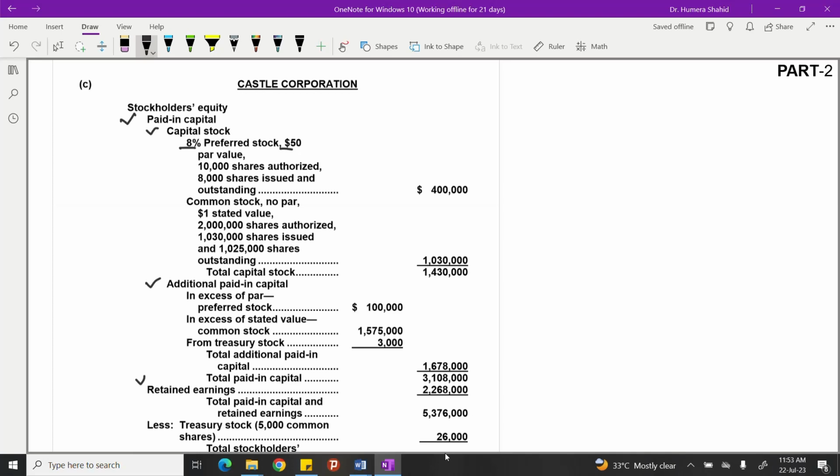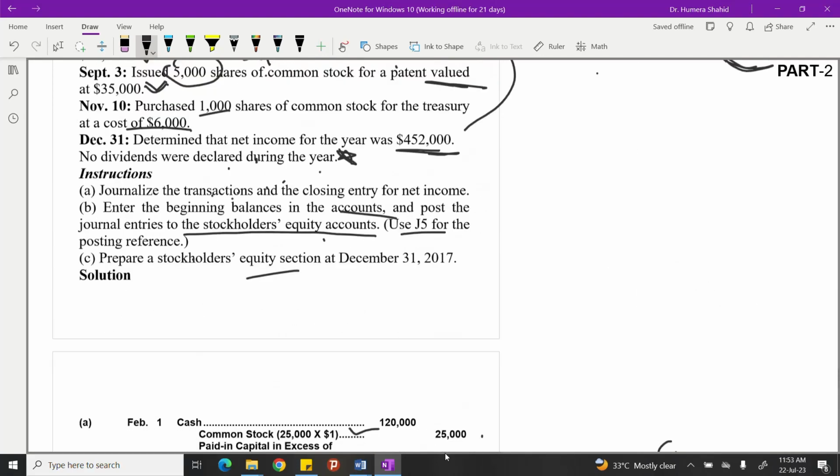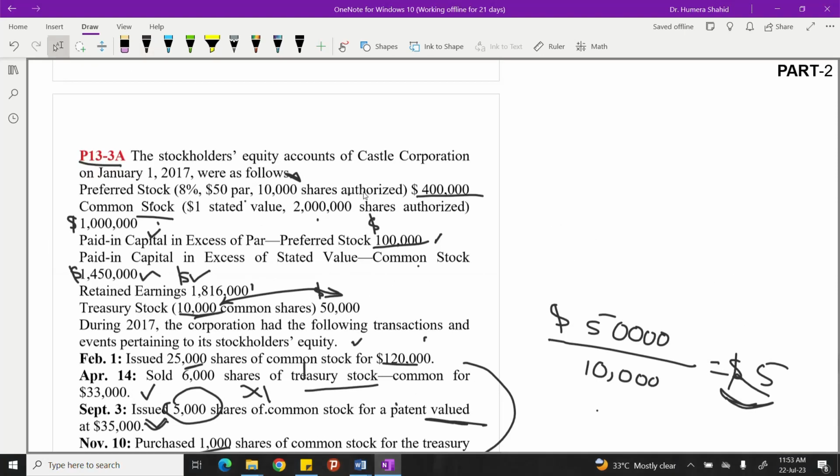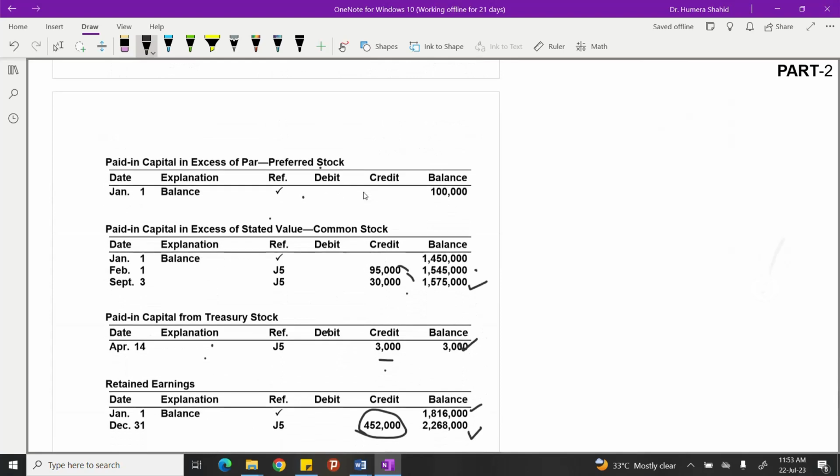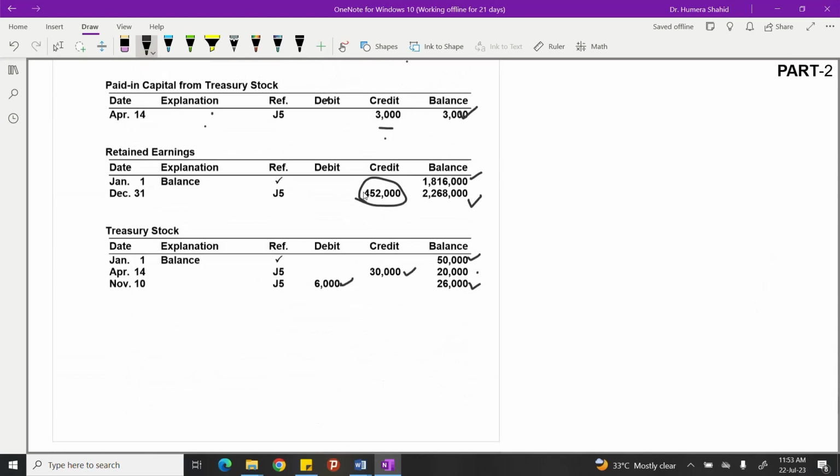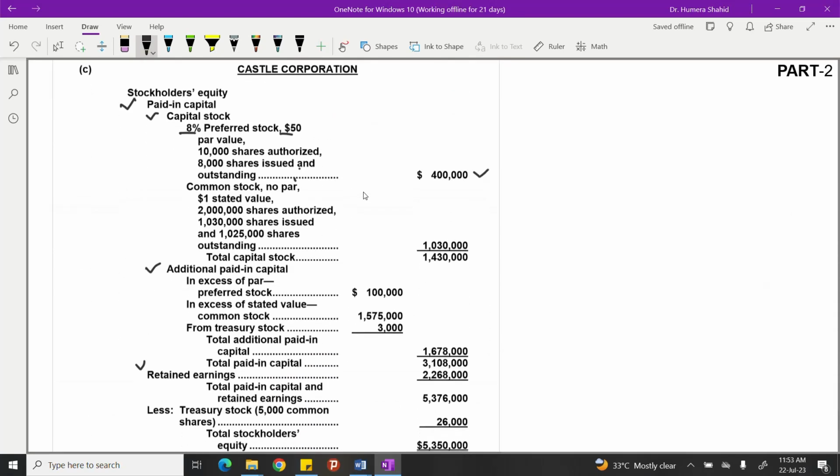How many shares authorized? It's given in the question, 10,000. And 8,000 shares outstanding, issued and outstanding, so 400,000. Common stock, no par, $1 stated value. Authorized capital is given over here in the opening statement, 2 million shares. Now, what is issued? One second. Look here, 2 million shares.